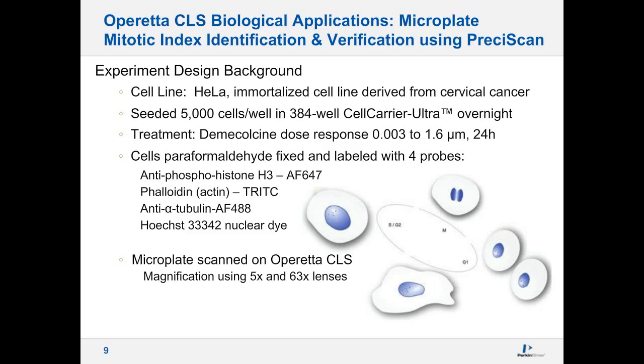Those probes were anti-phosphohistone H3 to measure mitosis, phalloidin or F-actin, labeled with TRITC reporter, and then an anti-tubulin antibody labeled with Alexa Fluor 488, and then counterstained with Hoechst dye 33342.